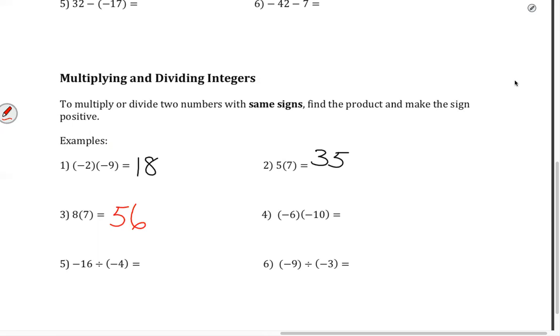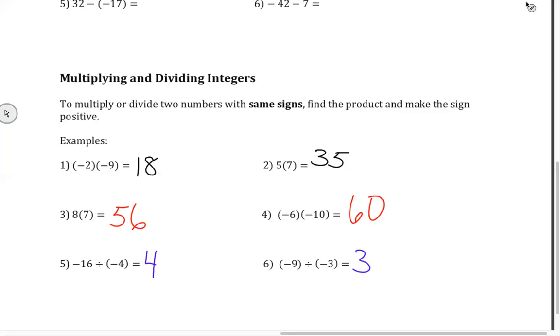All right, Sophia? It's 60. 60. Now we're to division. So, Alice, -16 divided by -4. 4. 4, very good. And -9 divided by -3, Mackenzie? 3. 3. You guys did well at that.